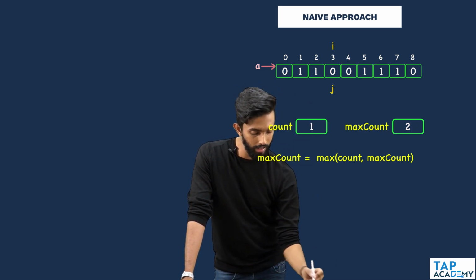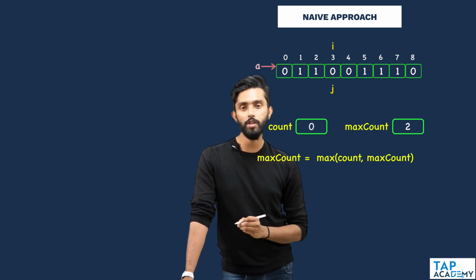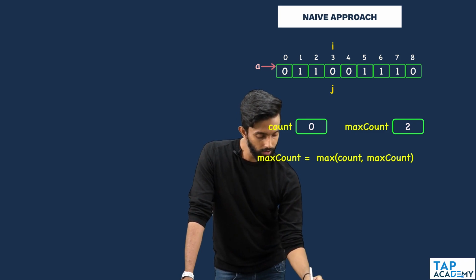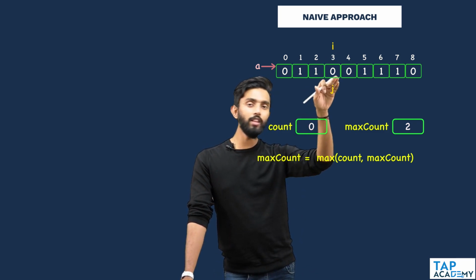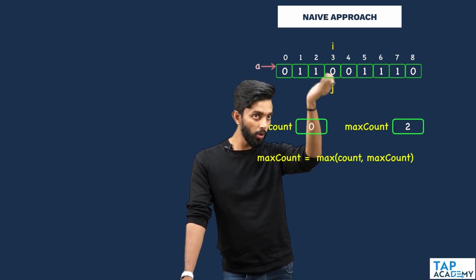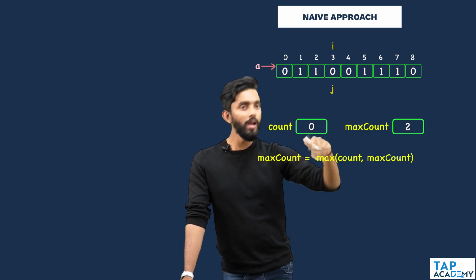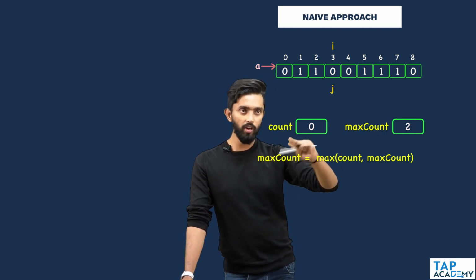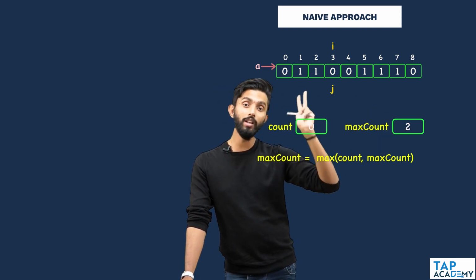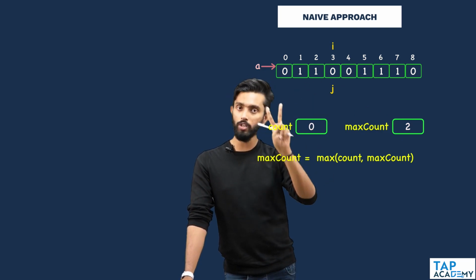Now, once you break out, I moves forward. The moment I moves forward, count value becomes reset to 0. Again, j will start from wherever I is. I'll check, is the jth element 1? No, it is 0. 0 means breakout. Breakout, and always check which is greater, count or max count. Even now max count is greater, which means the highest maximum consecutive we have seen is 2 only.